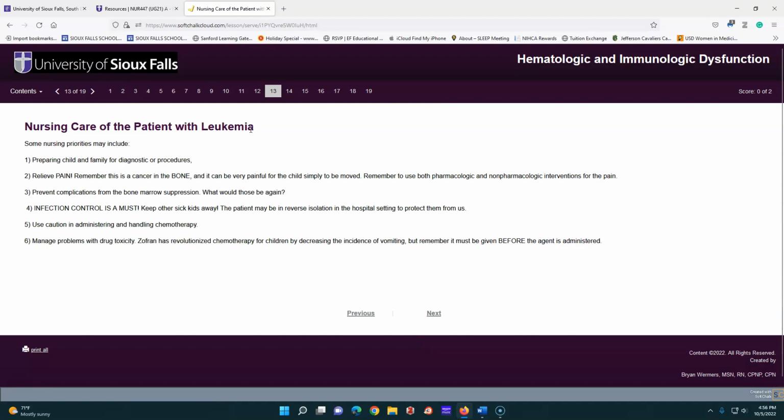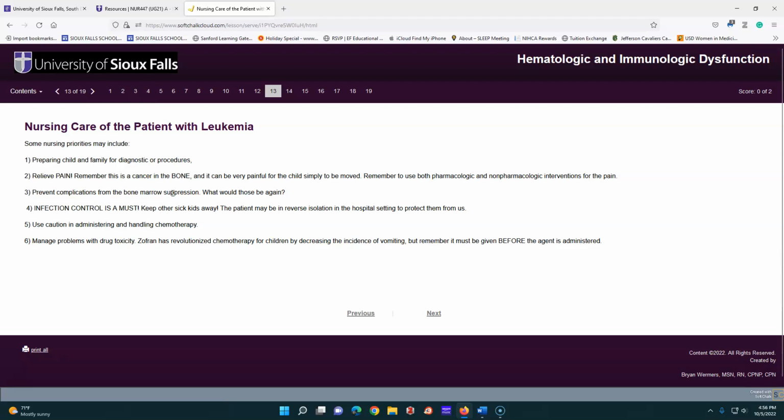So caring for that patient with leukemia, yes, we're doing all those different diagnostic procedures. Of course, we want to prepare the kid and the family for what's going on. We want to be careful and treat pain. Pain is one of those things that we just don't like to see if we can avoid it. And so, like I said, bone pain is a really big thing. With these kids, if they're in pain, we're treating it pretty aggressively.